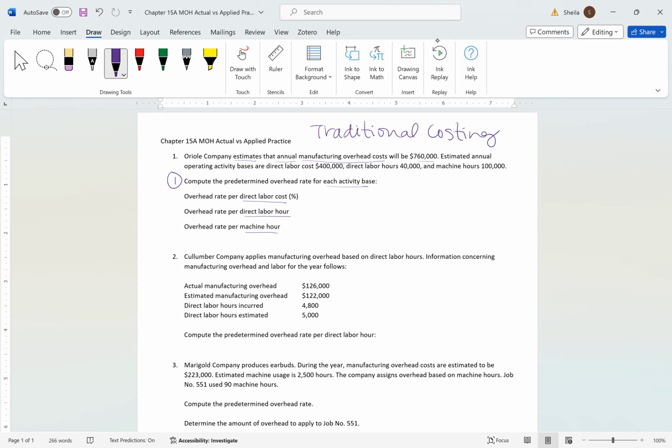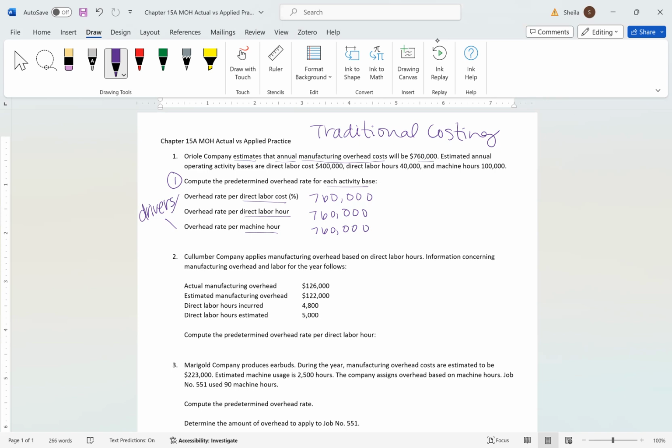So to compute the predetermined overhead rate for the activity basis, we are going to use estimated manufacturing overhead as the starting point for all of our allocation rates. So 760,000. Okay, it doesn't change. These are just different drivers of cost. So we're just going through the process of practicing.